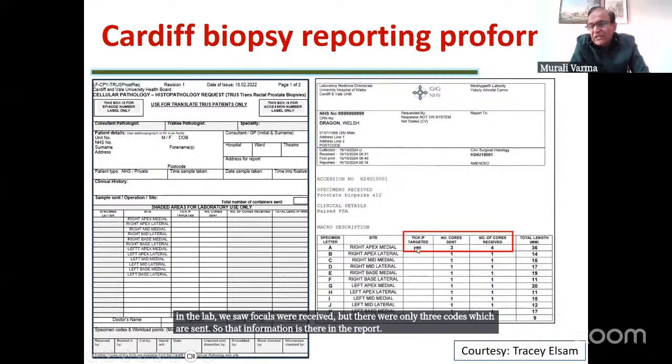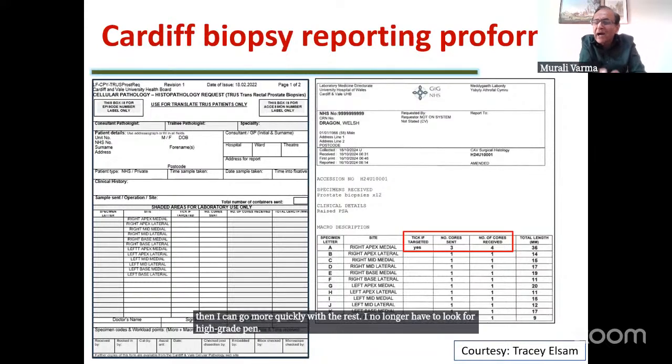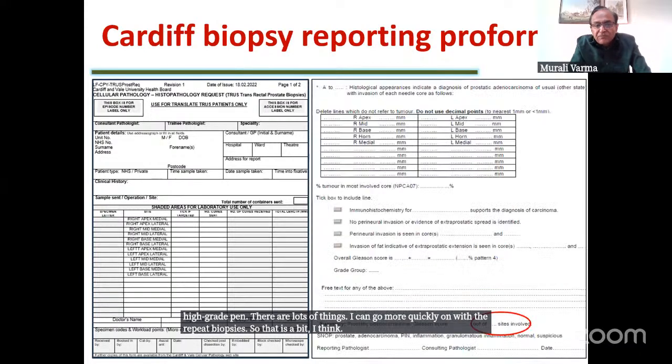Now, the other advantage of having this tick mark and then saying which was a targeted biopsy is when I get these set of prostate biopsies, I first look at the targeted one. Because if the targeted biopsy has got cancer, then I can go more quickly with the rest. I no longer have to look for high-grade PIN. There are lots of things I can go more quickly on with the repeat biopsies. So that is a bit, I think, a useful bit of information.